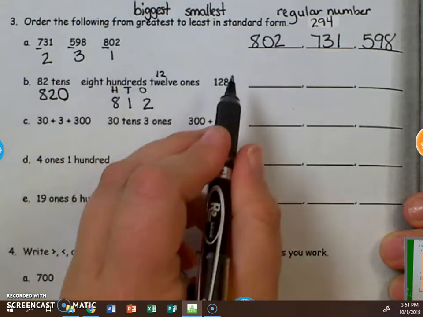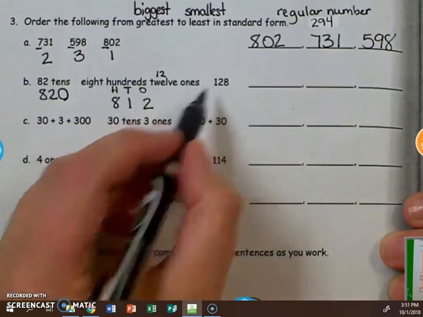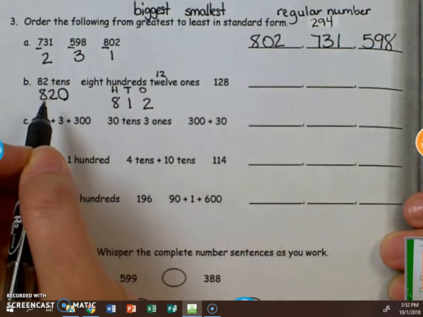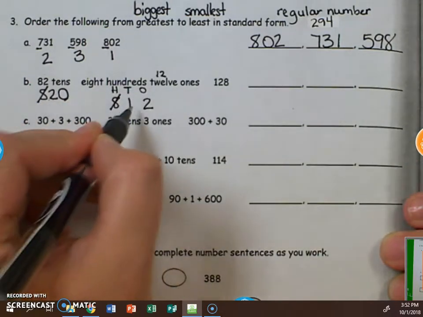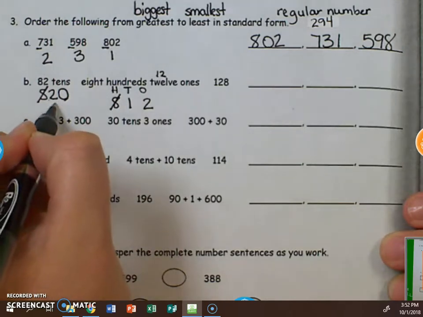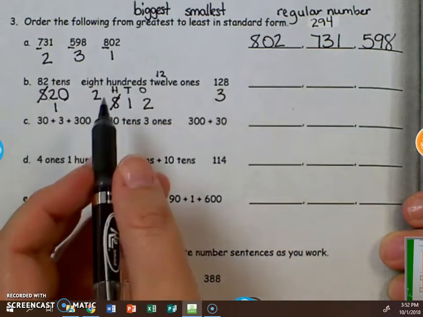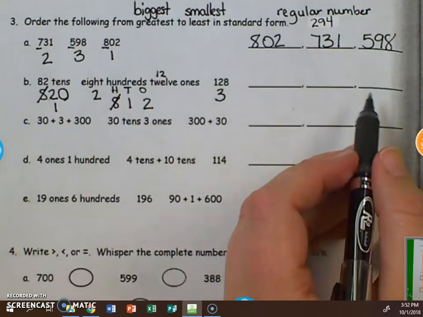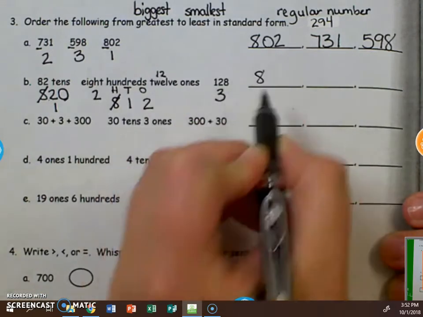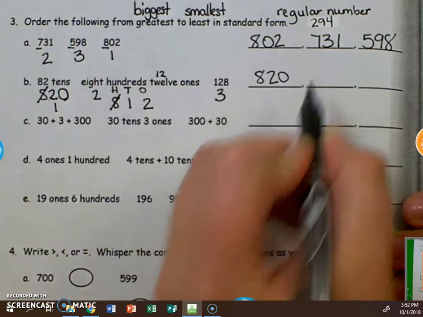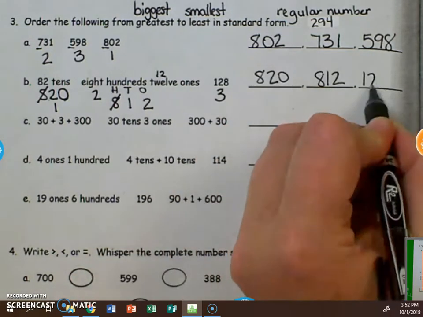We look at these numbers again. We see which one has the greatest digit in the hundreds place. 881. Well, it's a tie between this number and this number. So we cross out the 8 and we look at the tens. 2, 1. Which one's bigger? The 2. Put a 1 there. This would come second and this would come third. Then we would write them down on the lines. 820, 812, 128.